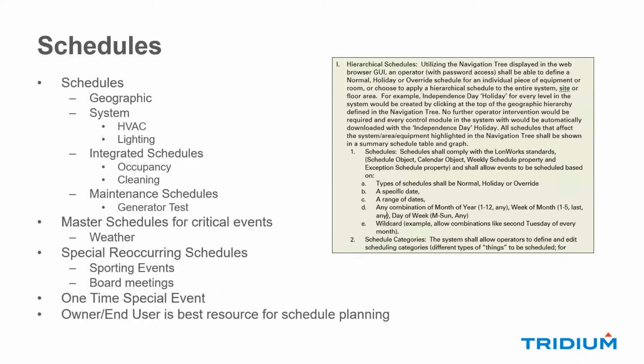Schedules are something that you get on a point list, and you have a schedule for each air handling unit, but we have to think about how the building is really going to be used. The building may be used totally geographically, scheduled by floor, by tenant, that type of thing. However, in many cases, we do schedules by system, the HVAC system and the lighting system. But we also have integrated schedules that might just be occupancy.